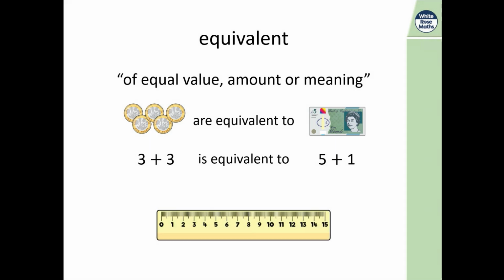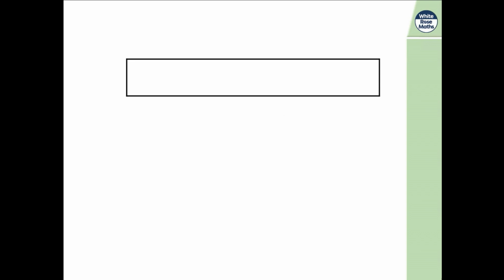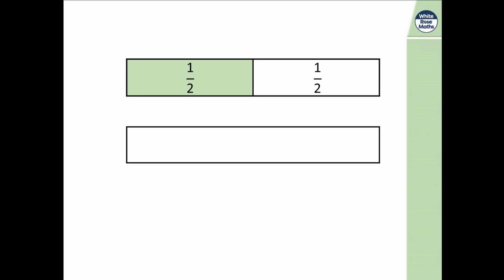3 plus 3 is equivalent to 5 plus 1 because they both equal 6. We can also look at it from measures. 1 centimetre is equivalent to 10 millimetres. They are the same. Let's look at this bar model here. We're going to split it into two sections. Each section is worth a half. If we shade one half here and then look at this bar model and split it into quarters, we can see that if we were to shade the same amount on this bar, that 1/2 is the same as 2/4.